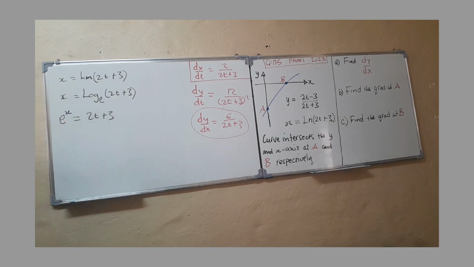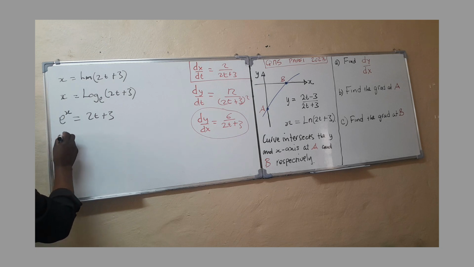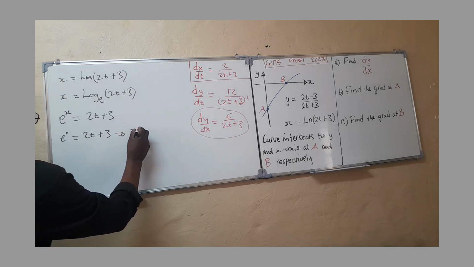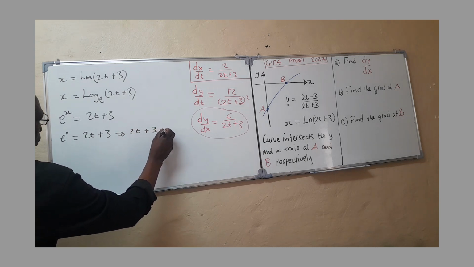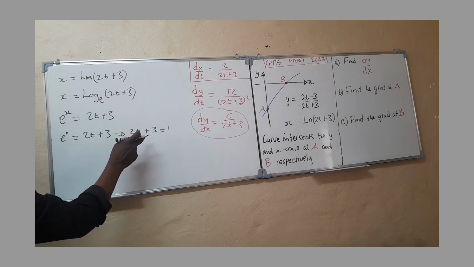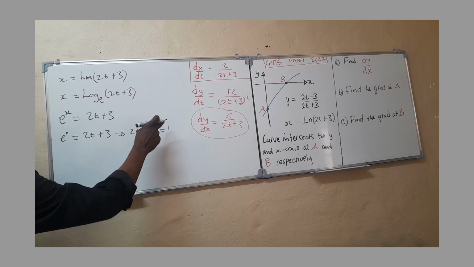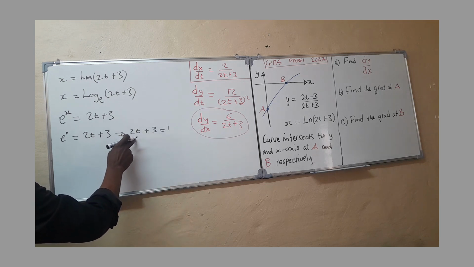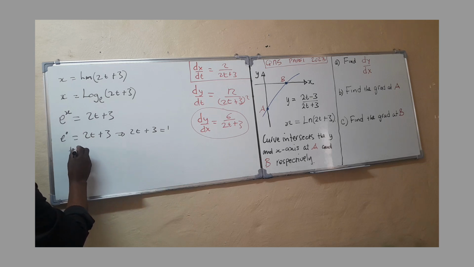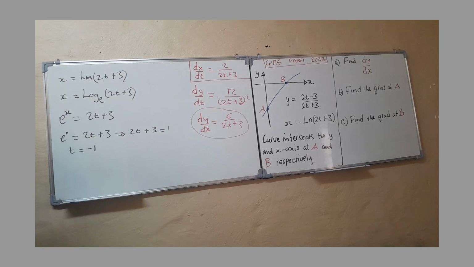But x here is equal to 0. So what is any number raised to the power 0? It's equal to 1. So we can have e to the power 0 is equal to 2t plus 3, meaning that 2t plus 3 is equal to 1. So what is t? t obviously will be minus 1, because we take our 3 there, it becomes minus 2, then 2t is equal to minus 2, meaning t is equal to minus 1. So t is equal to minus 1.